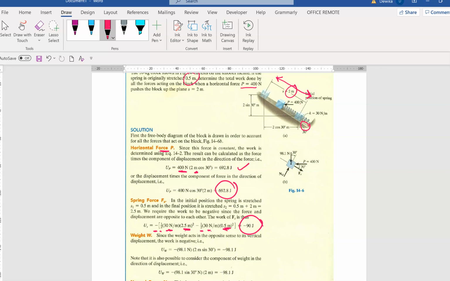Next would be the weight. The box is having an mgh, because it's traveling up. The vertical height will be from here to here. I repeat: the box is traveling from the original height to the new height here. What is the distance from here to here? It's 2 sine 30. So that's why it is mg times 2 sine 30. Once again it's negative, because you're taking the upward direction as positive, but the weight acts downward.